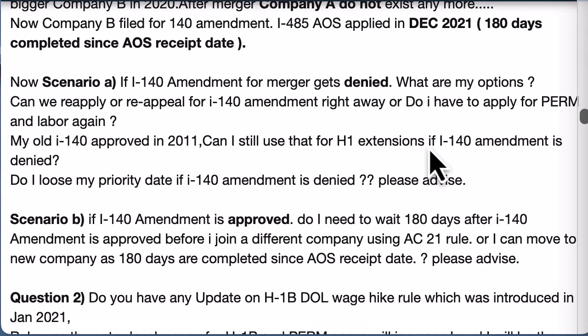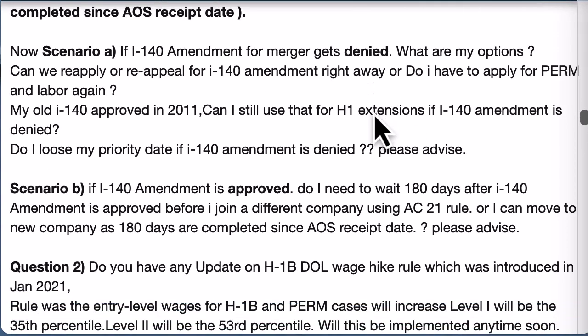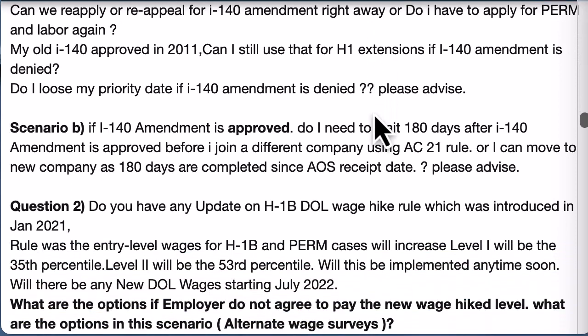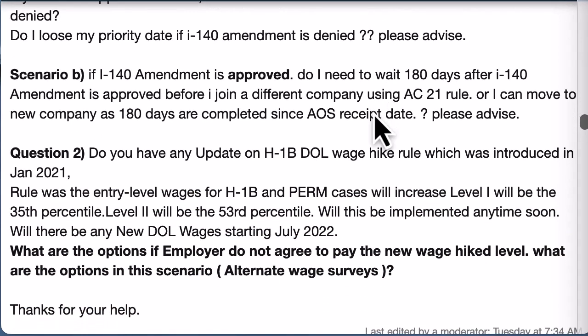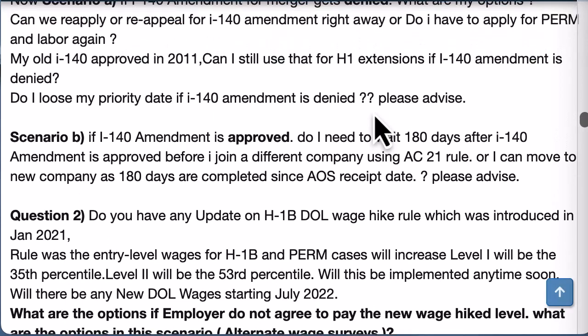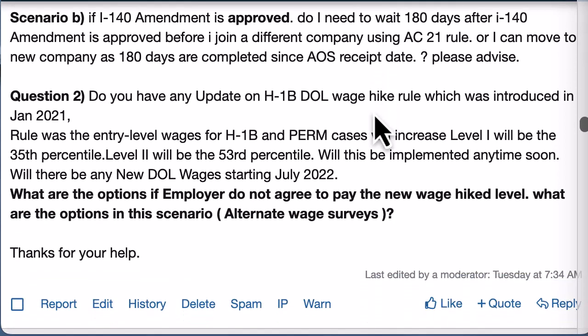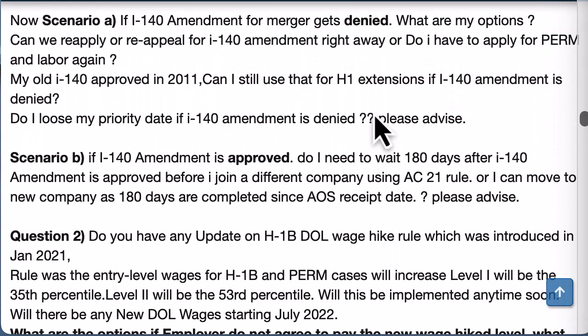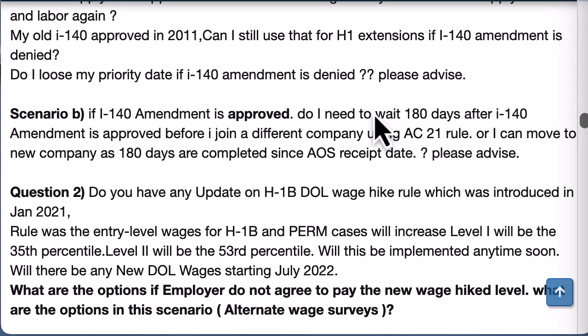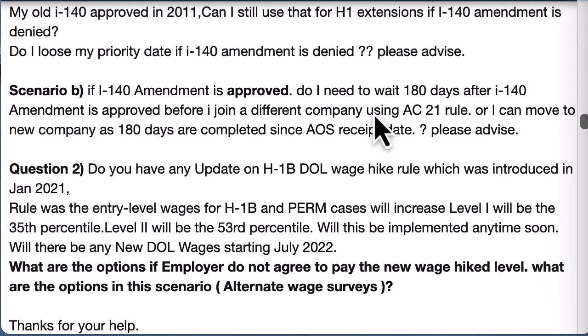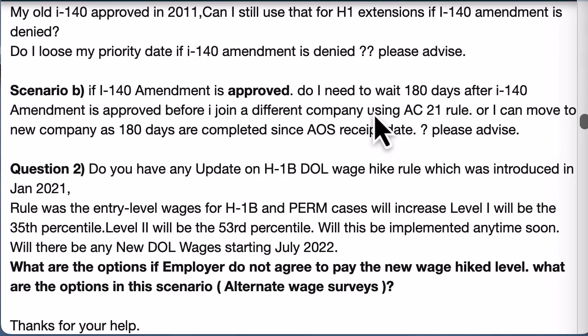Let me just take a quick look. If the I-140 amendment for the merger gets denied, you should keep your priority date, and you will have to file PERM and labor again. And if the previously approved I-140 stayed approved for 180 days, you are then allowed to keep extending your H-1B also. Okay, so this is the best I can do. I already covered the 180-day rule. You don't have to be employed with that company to take advantage of the 180-day rule.